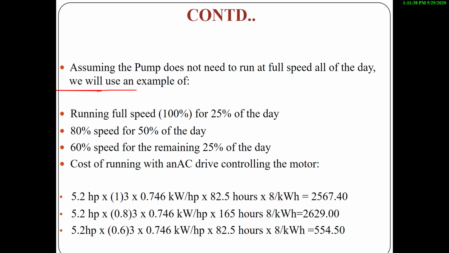We will use an example of running at full speed of 100% for 25% of the day, 80% speed for 50% of the day, that is, the pump is running at 80% speed for 50% of the day, and 60% speed for the remaining 25% of the day.